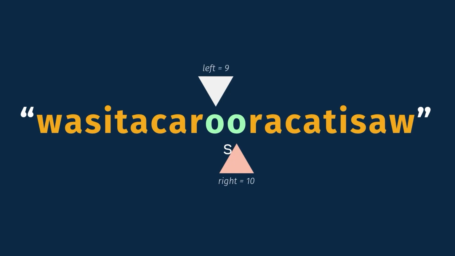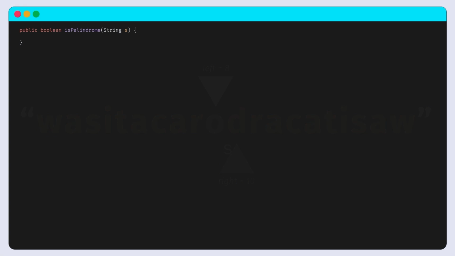However, if the character at left does not match with the character at right, then it is not a palindrome and you would return false. For the code implementation of this solution, we begin by defining the same method signature as before. First, we handle edge cases. If the input string is null or empty, we return true.